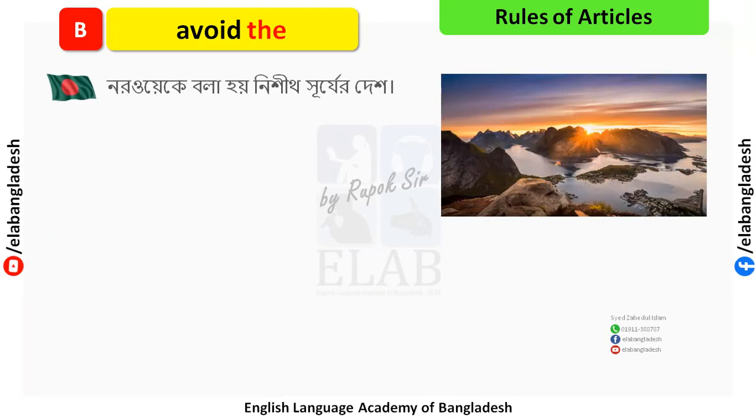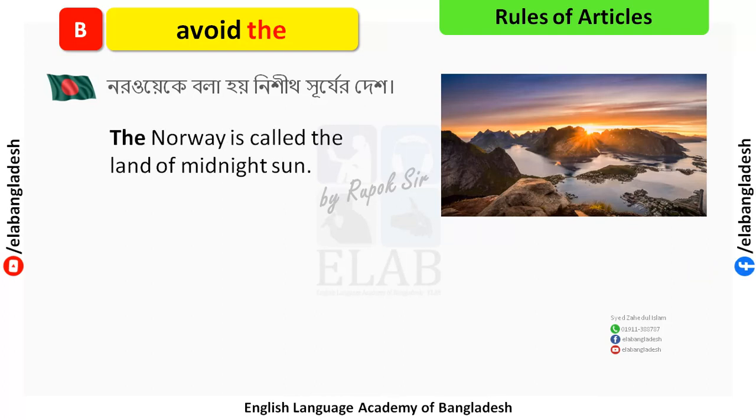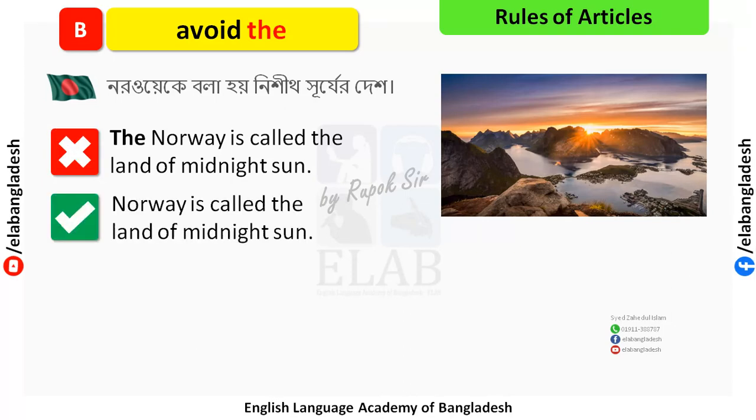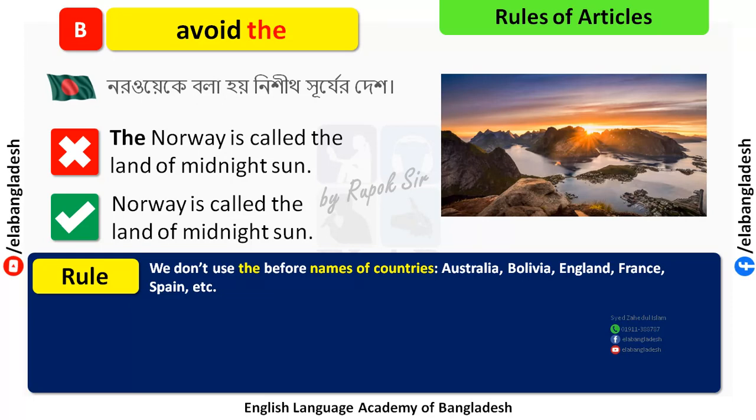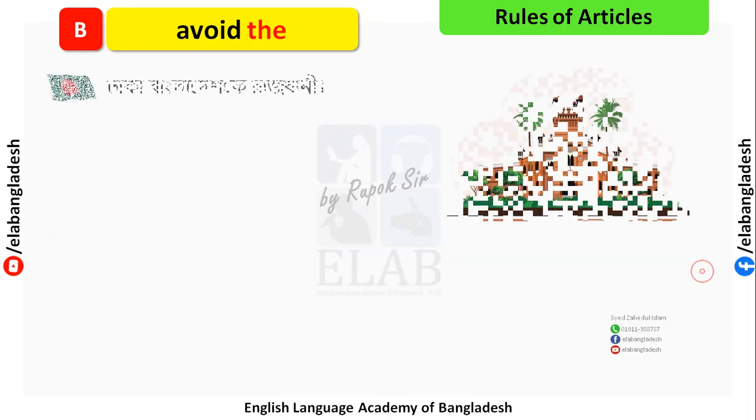Norway is called the land of midnight sun. We don't use the before names of countries: Australia, Bolivia, England, France, Spain, etc.